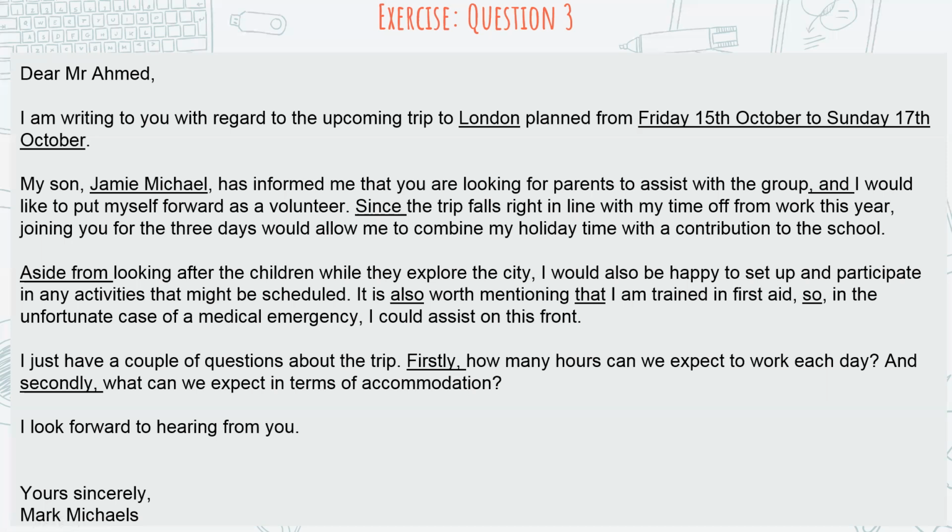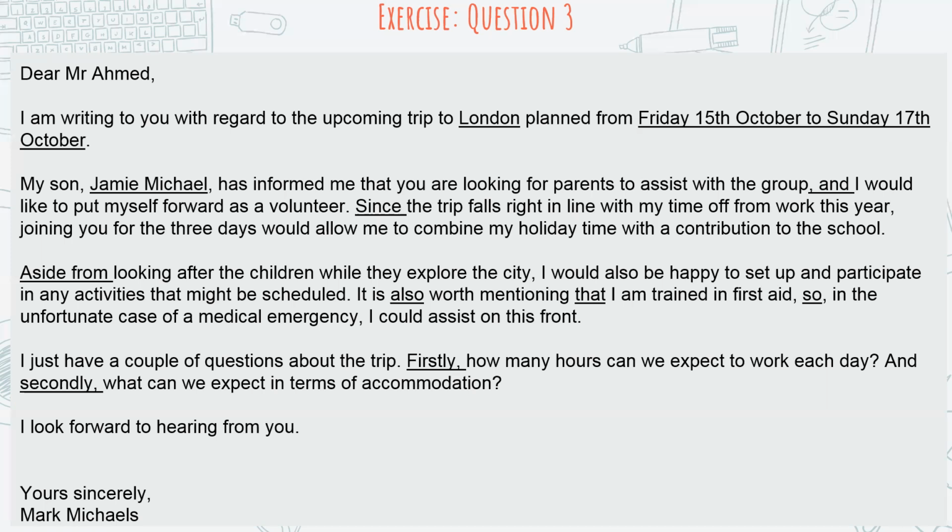Okay, since the trip falls right in line with my time off from work this year, joining you for the 3 days would allow me to, you shouldn't use "will," okay? You have to use "would," because it's not certain that he will accept you as a volunteer, of course. So would, okay? If you accepted me, this would allow me to combine my holiday time and contribution to the school. We talked about that in the intermediate course. Of course, we had a whole session about would, okay?